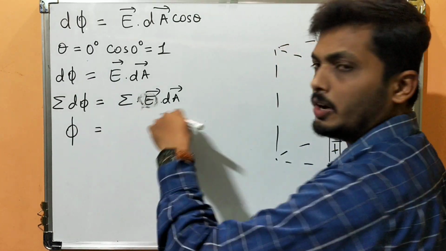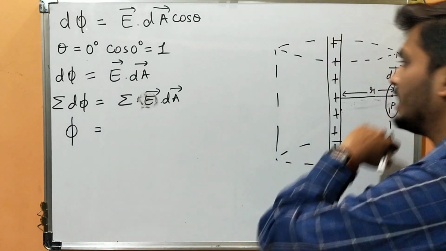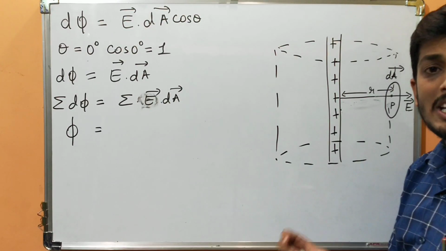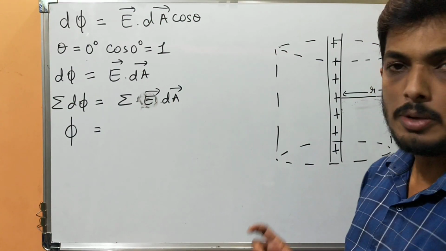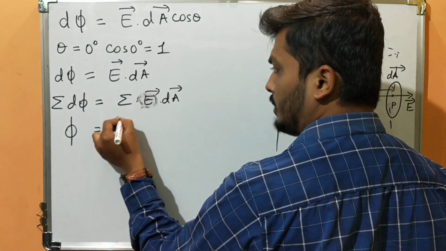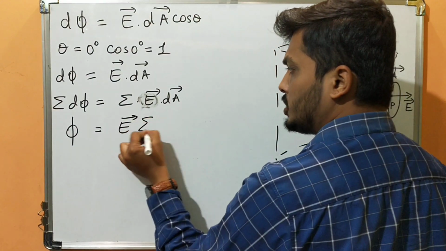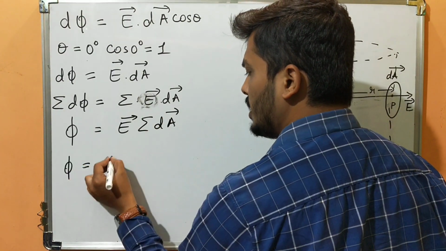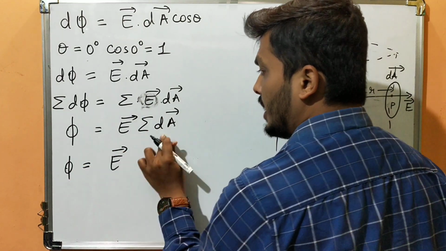Now the electric field is uniform. It will not change at any point. It's mentioned in the derivation itself that it's a uniformly charged wire. If it is a uniformly charged wire, that will give rise to a uniform electric field. So that will not change. So the summation I am going to do: phi equals E into summation of dA.